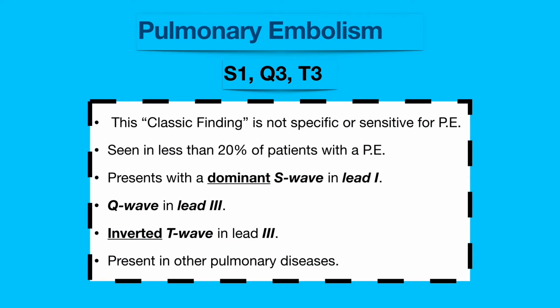My favorite misconception is that classic finding of S1Q3T3. It's actually seen in less than 20% of patients with a PE. It presents with a dominant S wave in lead 1, which gives us our right axis, that Q wave in lead 3, and the inversion of the T wave in lead 3 as well. This is actually seen in many pulmonary diseases, but it is still a possible clue.